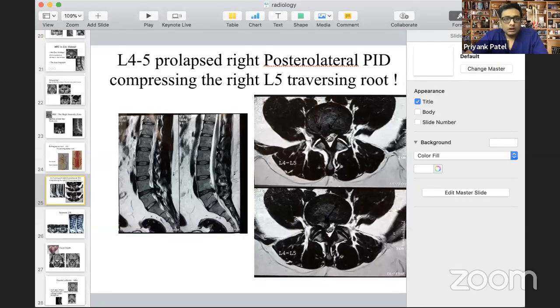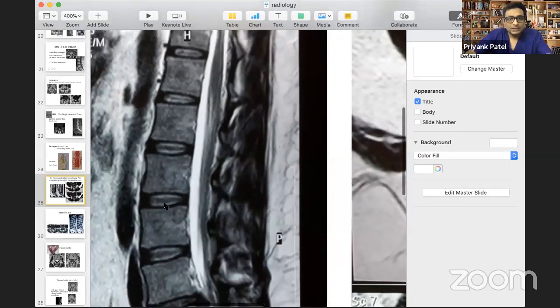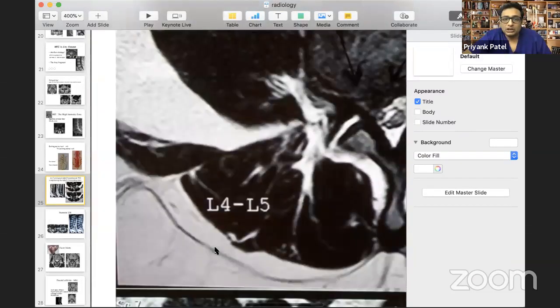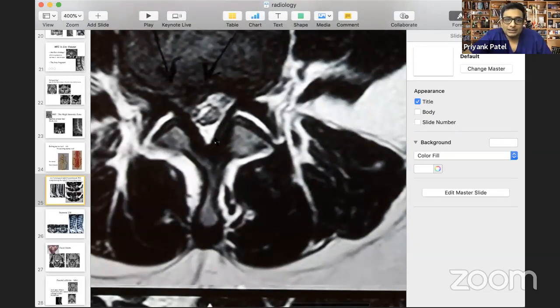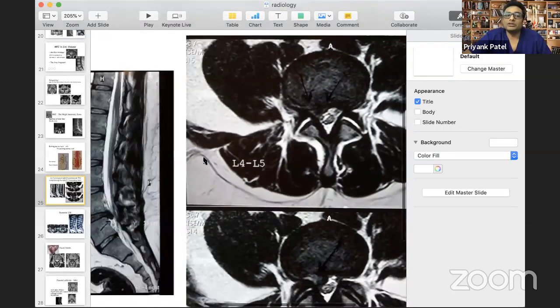So here, if you see, I'm going to zoom this. You see, this is the body. That's the spinous process here. That's the spinous process here. Do you see this black line? That is the ligamentum flavum. And do you see this whitish grayish area? That's the epidural fat. In the axial cut, this is the ligamentum flavum. And this is how a normal ligamentum flavum is going to be.